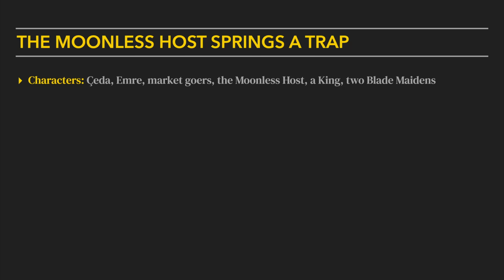And so I like to have a bit more than that as I'm working through scenes. And so you might have some kind of template that you create where you detail some of these things, or at least mentally note them. So I like to have, in addition to those three things I just mentioned, things like the characters. So in this case, we have Cheta, Emery, different market goers that they interact with, and the vendors, the Moonless Host, a king, and two blade maidens, two protectors of the king.